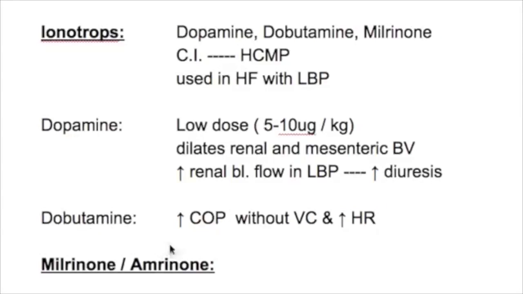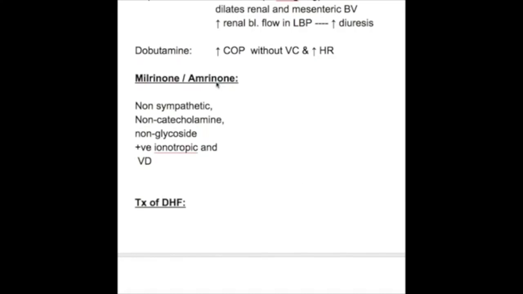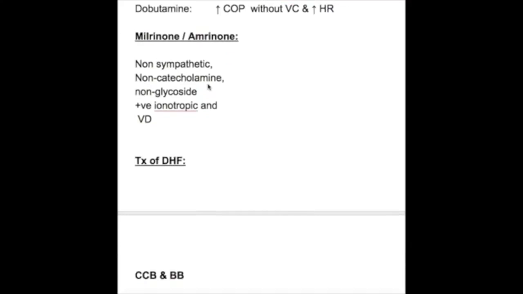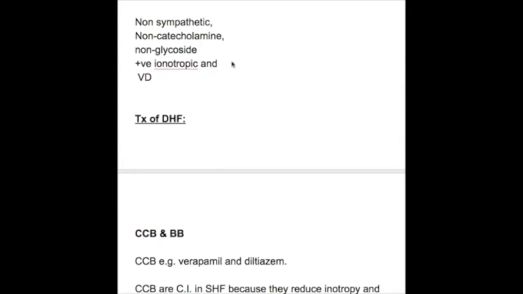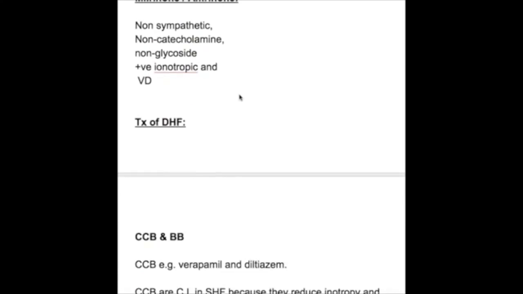Whereas dobutamine increases the cardiac output without vasoconstriction and increases heart rate. Dopamine causes vasodilation in renal blood vessels, so it is used in heart failure with hypotension, but dobutamine does not cause vasodilatation, so it's only used in heart failure. What are milrinone and amrinone? These two drugs are inotropes, but they are non-sympathetic, non-catecholamine, non-glycosidic, but they are positive inotropic and vasodilator, so they are used in systolic heart failure.